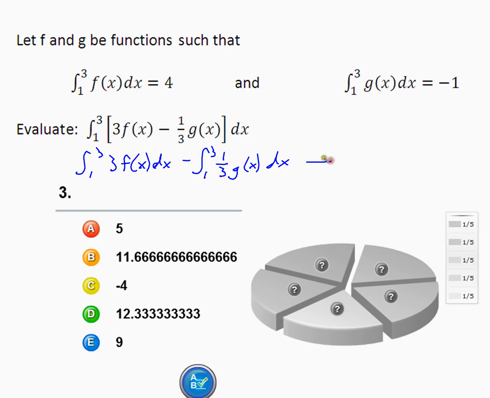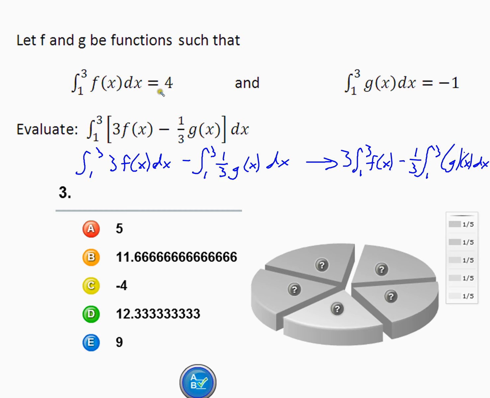All right, from here, we know that these are constants, so they can actually come out front. Again, this is our thought process. A lot of this we could do in our head, so this is 3 times the integral from 1 to 3 of f of x minus, and we can bring the 1/3 out because that's a constant, 1/3 the integral from 1 to 3 of g of x, I didn't really need that parenthesis, dx, and now we can go ahead and use these two facts up here.